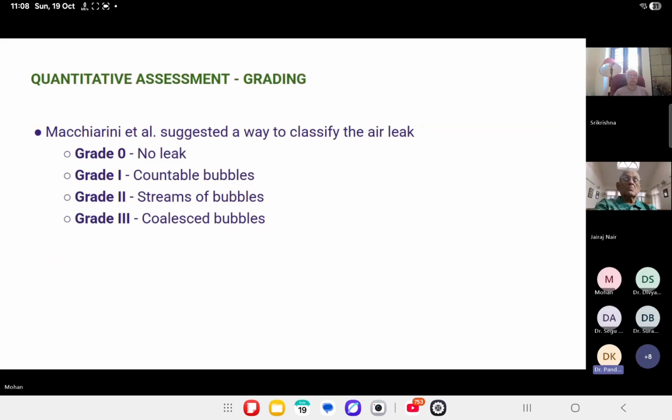Quantitative assessment grading, Macchiarini et al. suggested a way to classify the air leak. It is grade 0 to 3 with no leak to countable bubbles and then to stream of bubbles. At last, it's continuous bubbles, coalesced bubbles.